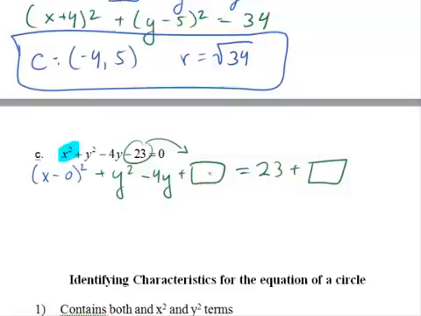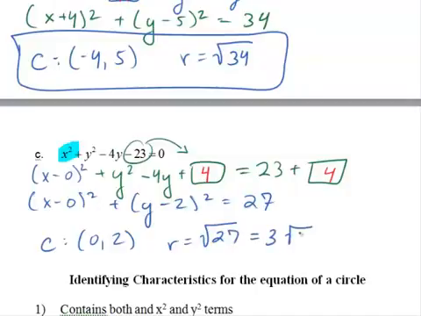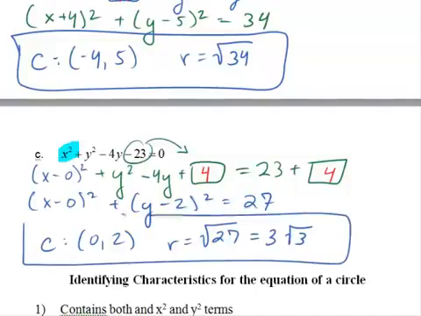Okay, half of negative 4 and square it. So we have x minus 0 squared plus y minus 2 squared equals 27. Center will be 0, positive 2. Radius will be square root of 27, which we can simplify to 3 root 3.